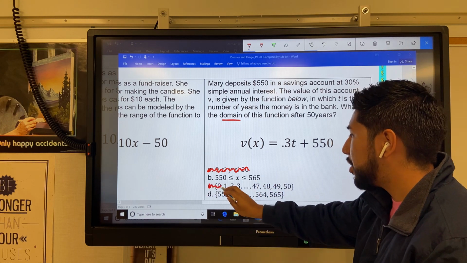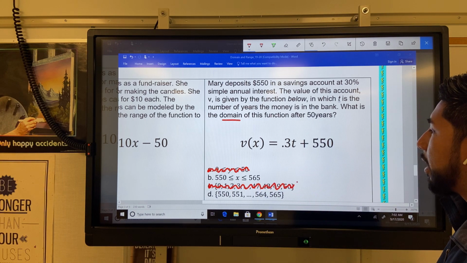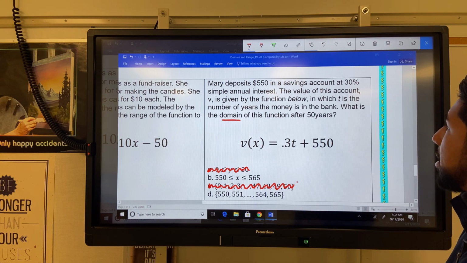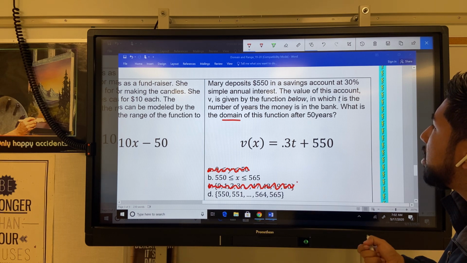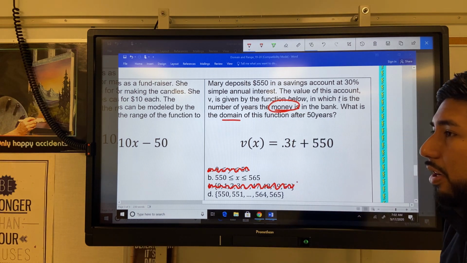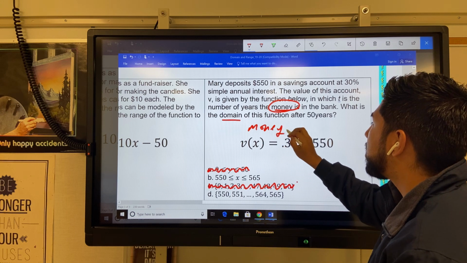So now I just need to determine if it's discrete or continuous. But what is this question talking about? What is the domain of this function after 50 years? So it wants to know how much money. A lot of these questions are talking about money. And what is money again? Is that discrete or continuous?